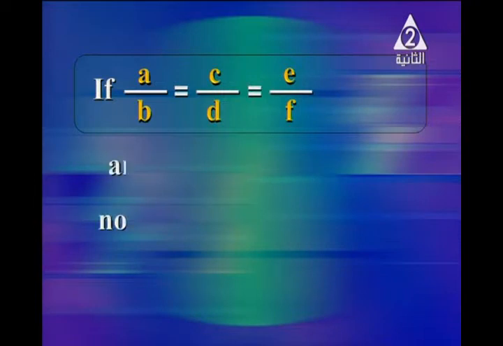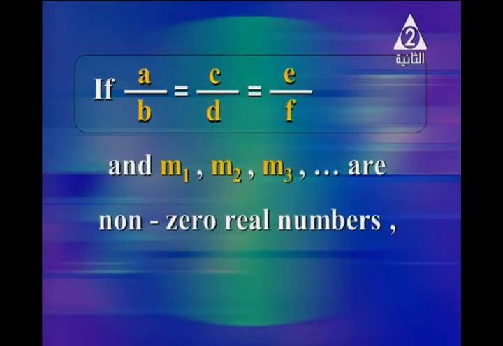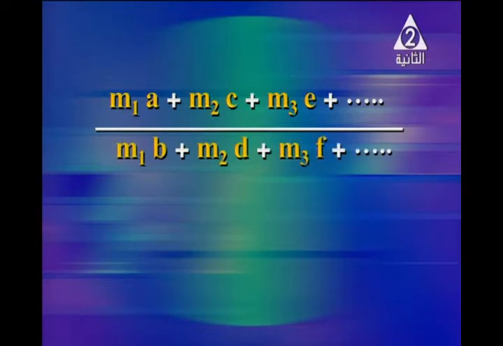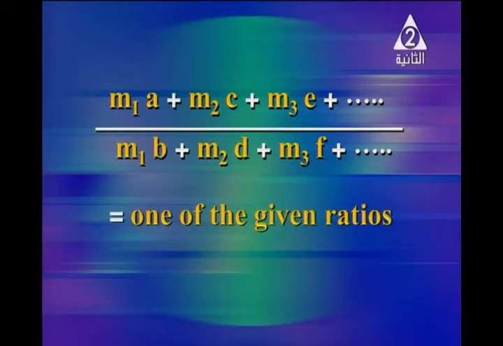If a/b = c/d = e/f, and m1, m2, m3 are non-zero real numbers, then (m1a + m2c + m3e)/(m1b + m2d + m3f) equals one of the given ratios.